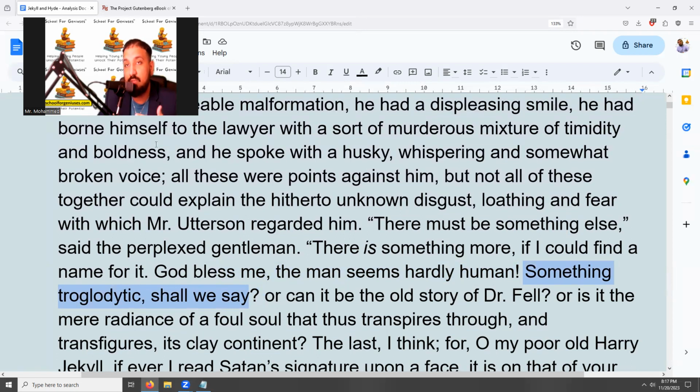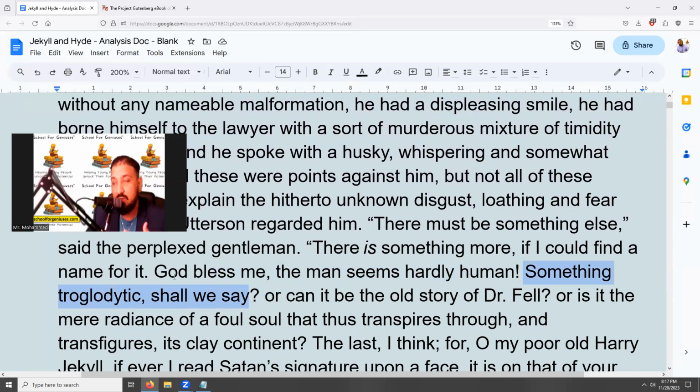Even though you could explain what troglodytic means, troglodyte is something to do with like an ancient form of animal or human or something like that. It means like he's not really human, he's less evolved, or he seems like he's from the past. But that's a lot of thinking to do. That's difficult. The word itself is difficult.